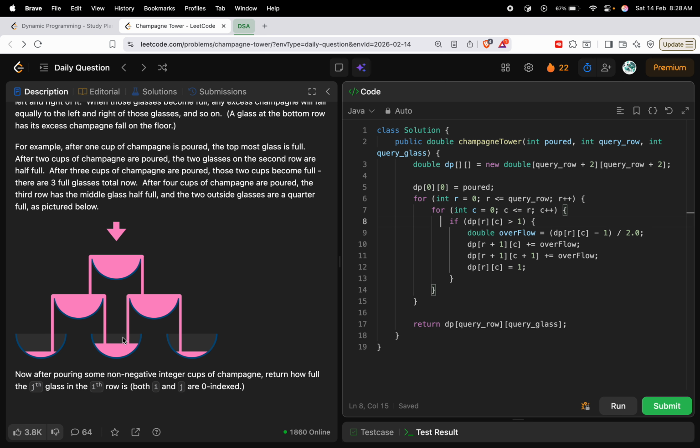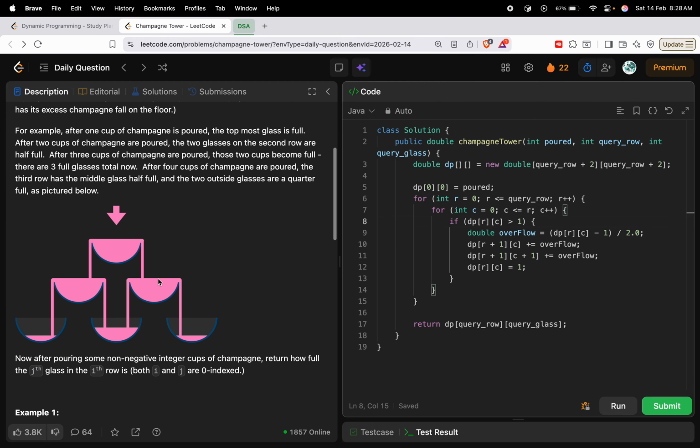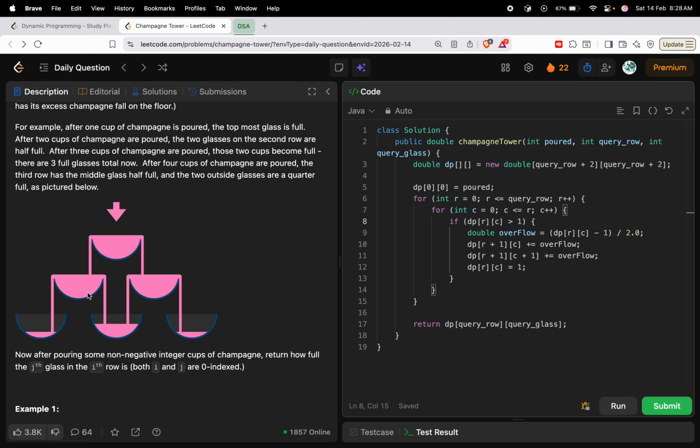Let's say we have poured 3 units of champagne. This glass will store 1 unit and the rest 2 units will overflow, right? So 1 unit will overflow into this glass and 1 unit into this one. Now these two can store one unit each. So all the 3 units of champagne settled in the first and second rows itself, so there is no overflow into the third row.